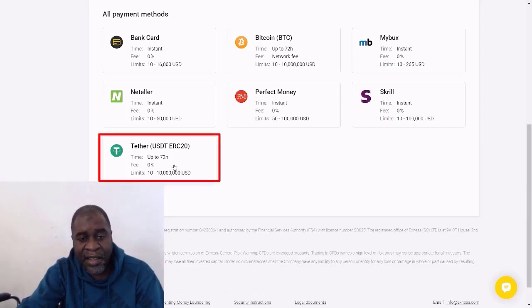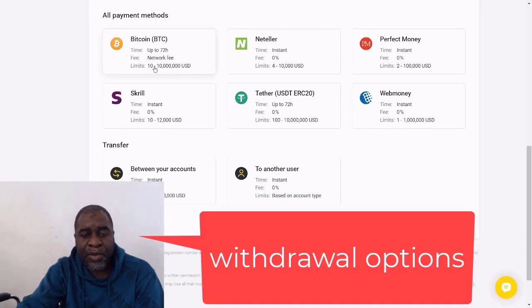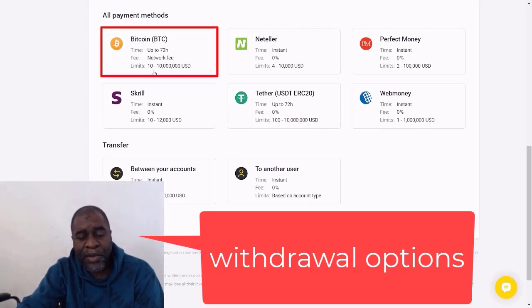USDT Tether, it's an ERC20 wallet. If it had been a TRC20 wallet, this would have been my preferred method, but ERC20 is the high-cost version of Tether. So sending costs about $35 if I'm not mistaken. So that's why I use and prefer Bitcoin. When it comes to withdrawals, my preferred method of withdrawing is Bitcoin. I'm going to show how I do that in the video.